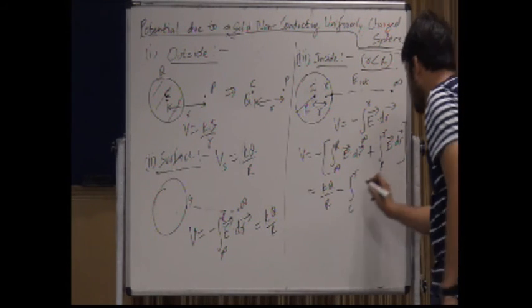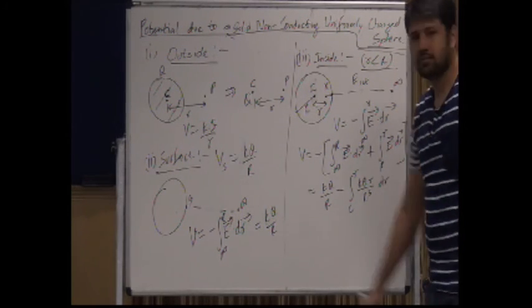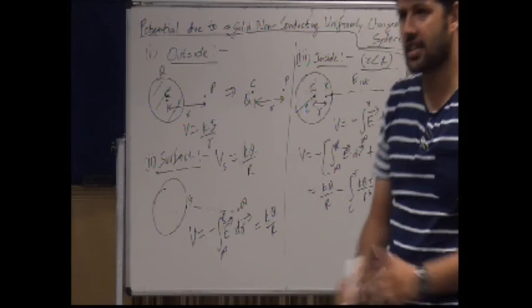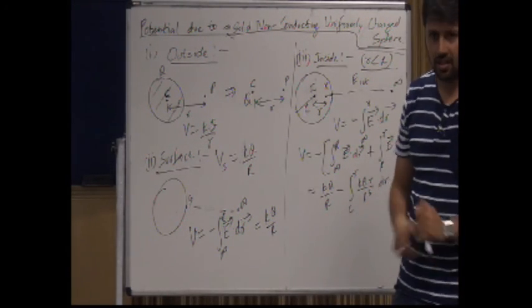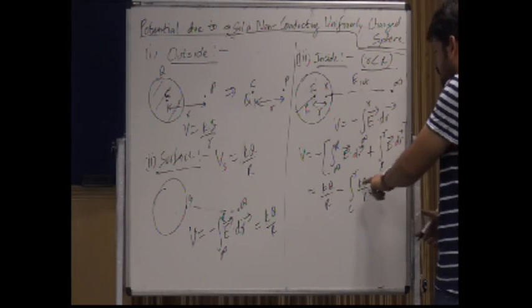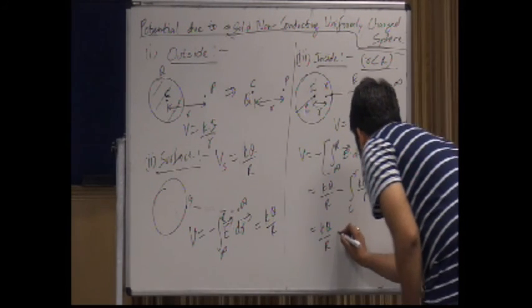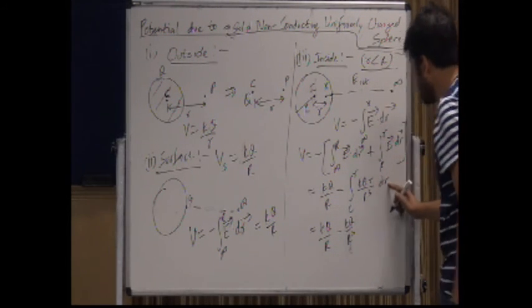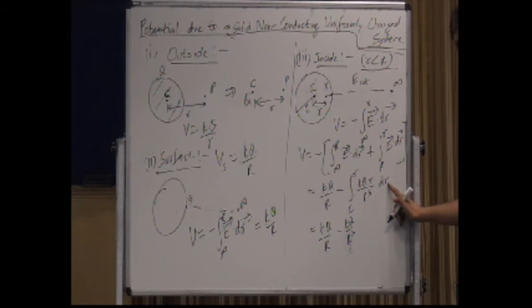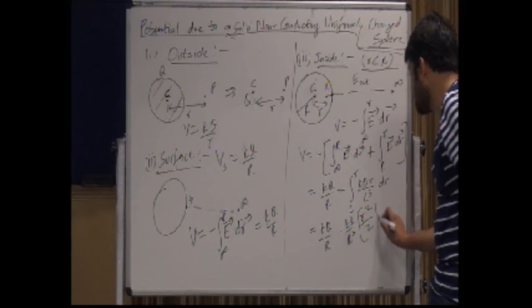The E here was KQ small r by capital R cube. Okay, do you remember E inside was this thing? E was proportional to r, and I said okay, SHM. Okay, do you remember? So this formula. Now let's calculate the other things. They come out KQ by R cube, and r dr gets integrated to form r square by 2, and the limits here.